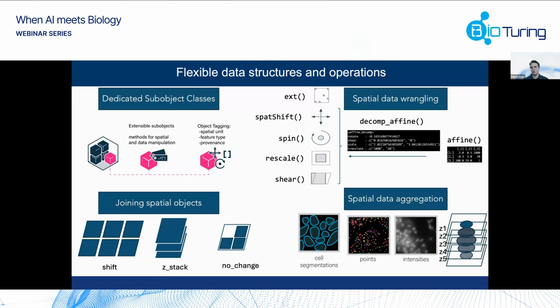And then we have a very flexible way of data aggregation. So depending on the cell segmentations or any other type of data, you can aggregate the points and intensities and create this aggregated matrix that you can then use in downstream analysis.